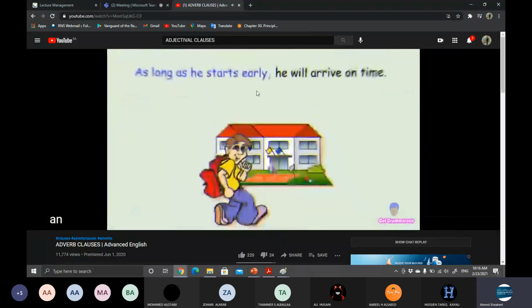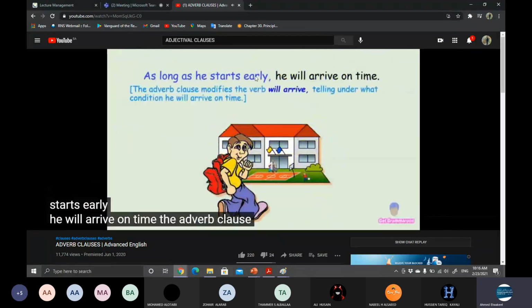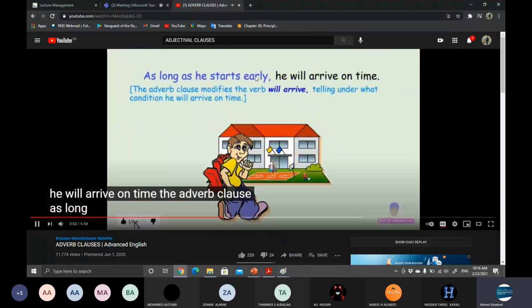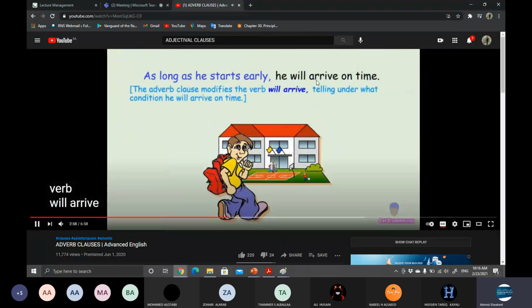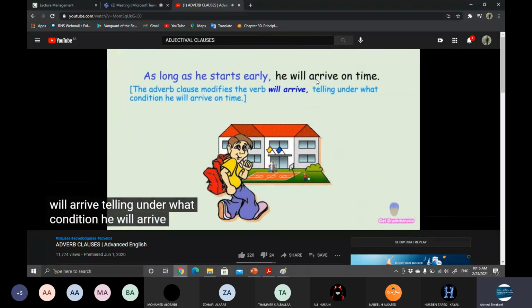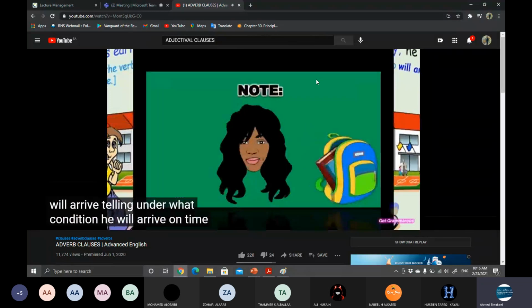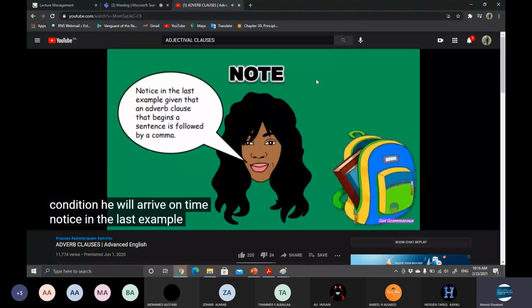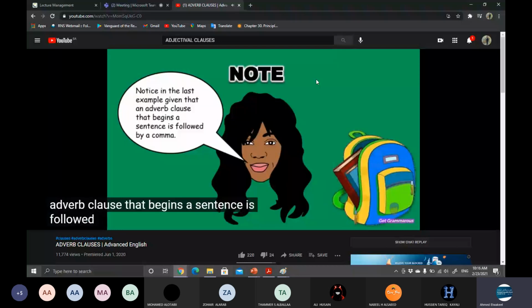An additional example. As long as he starts early, he will arrive on time. The adverb clause, as long as he starts early, modifies the verb will arrive, telling under what condition he will arrive on time. Notice in the last example given that an adverb clause that begins a sentence is followed by a comma.